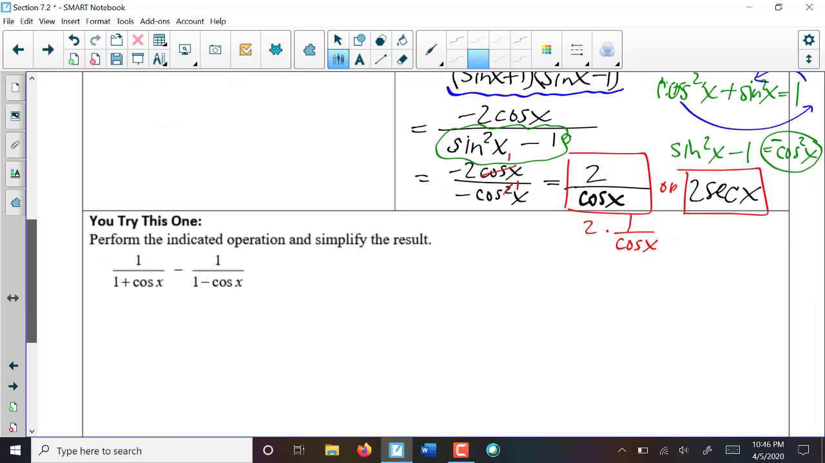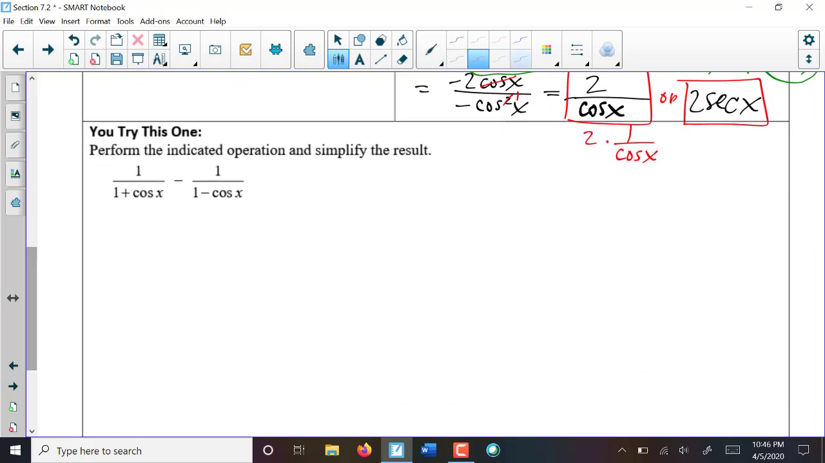Okay, so I would like you to try this one. So pause the video, please, and see if you can come up with a simplified result here. Combine those two into one. All right, let's see how you did.